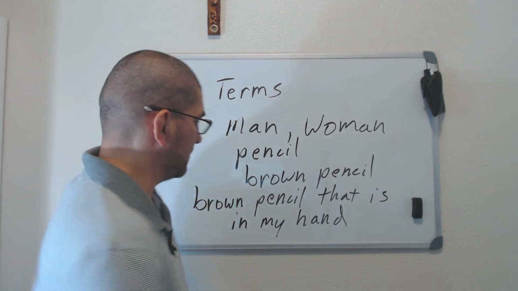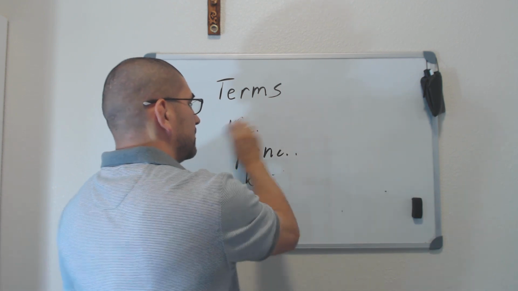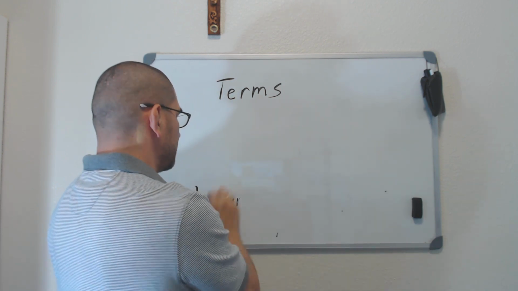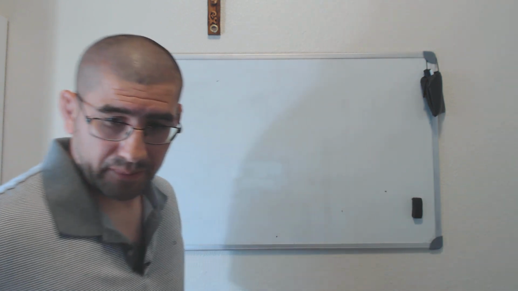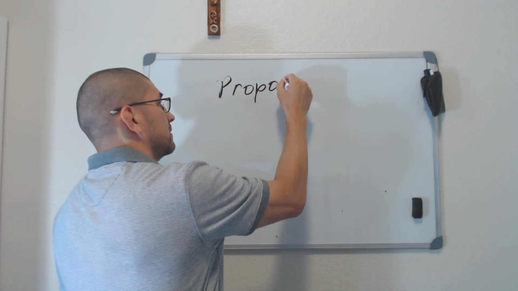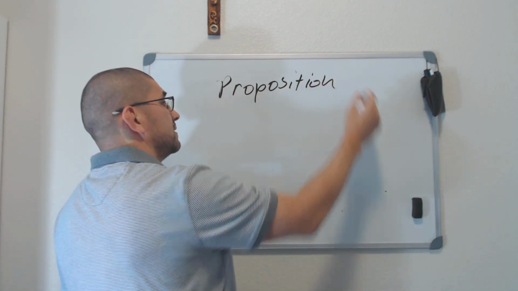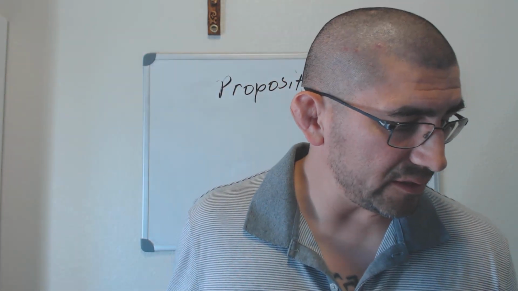Let's see. So the next thing we're going to go over, or I'll give you an example of, is a proposition. Now the example that Kreeft gives in the Socratic Logic text is Socrates is a man.